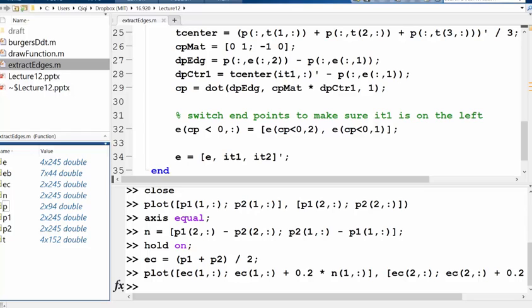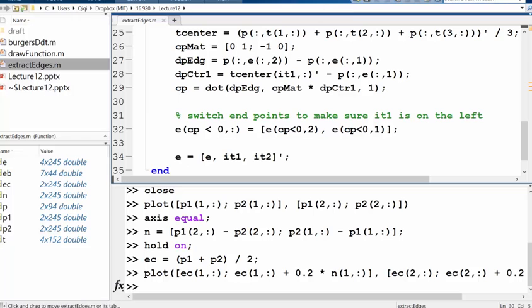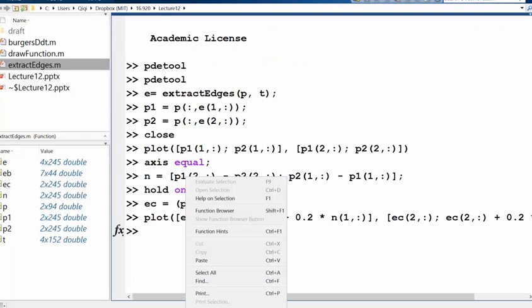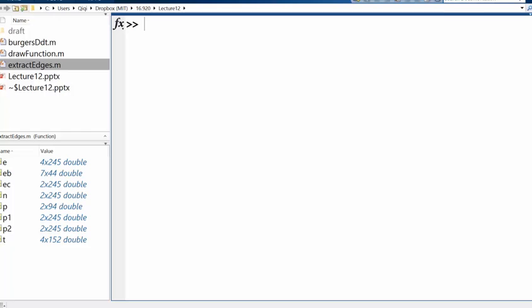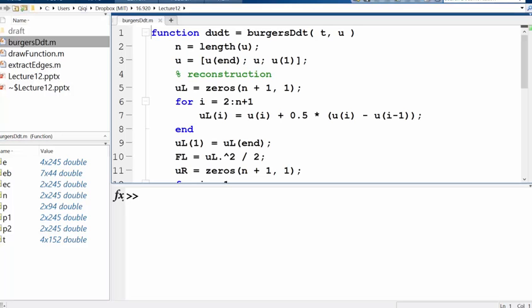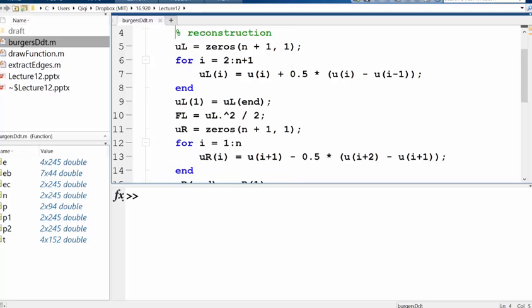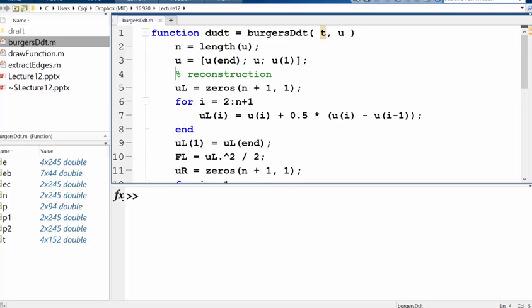All right. Okay. So let's go back to our limiter business and see what we can do on that. Let me clear the command window and open our burgers DDT again. So that's what we are left over from our last class. Now let's walk through a little bit the progression of the development of this code.